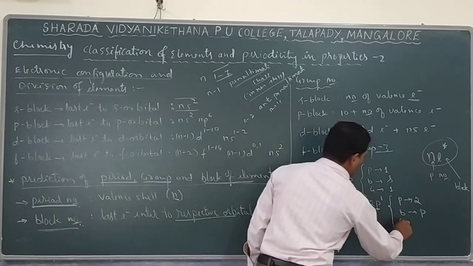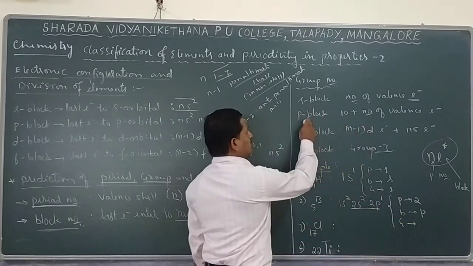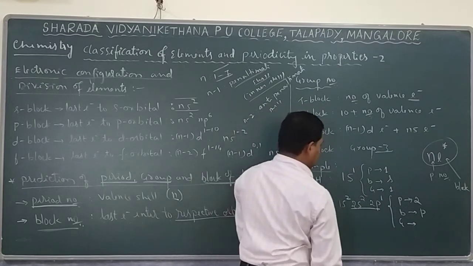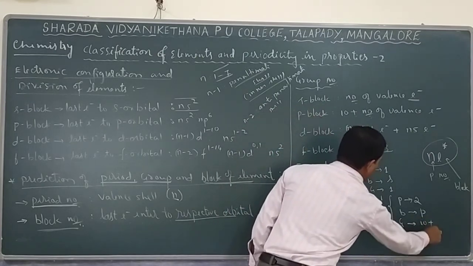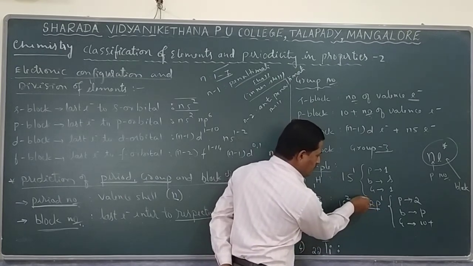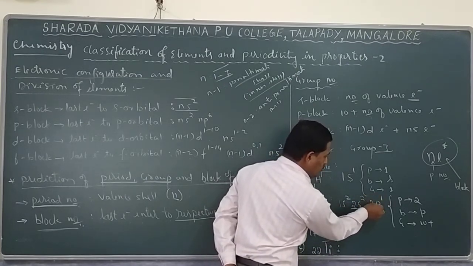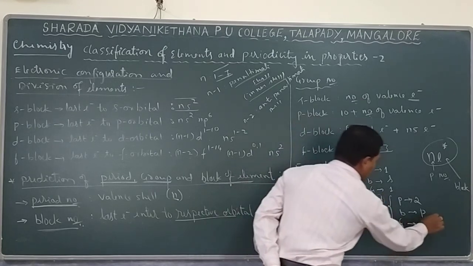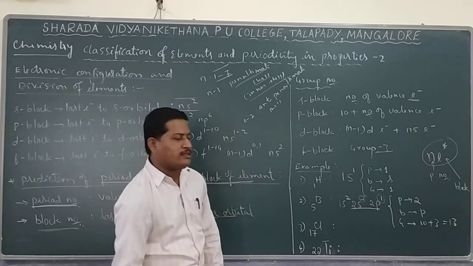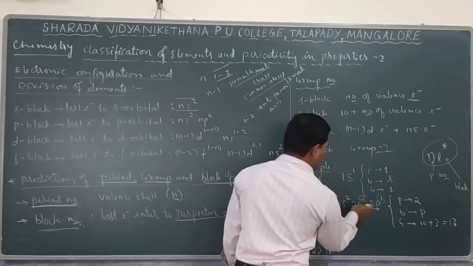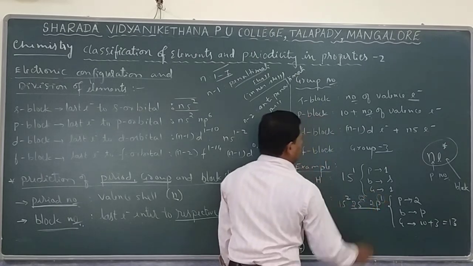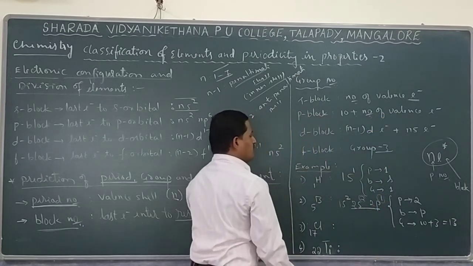And after that, the group number: for the p block, the group number is 10 plus the number of valence electrons. Here 2 is the valence shell, so we have to add 2 from 2s and 1 from 2p. So 2 plus 1, totally 3. That means it belongs to the 13th group of the periodic table. Both 2 and 1, from 2s2 and 2p1, are considered for the number of valence electrons for the p block.